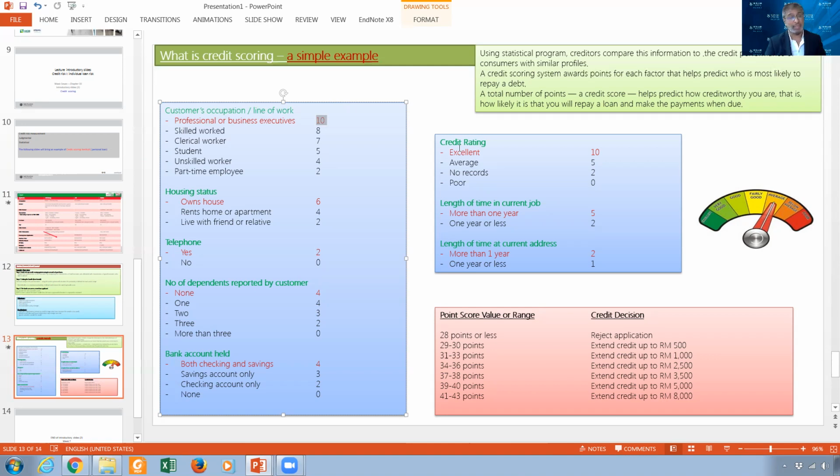Bank Negara provides us, and any central bank gives you all this information about people who have defaulted before. All of this information is there. And we will have the length of time in the current job. Is he a fresh graduate? Is he stable in his job? All these things. And they will have the length of time at the current address. Okay, this is also very important. And then we will add, if it is 28 points or less, we reject the loan. And if it's 29 to 30, we extend it to 500, 1,000, and you continue with this. This is just an example.